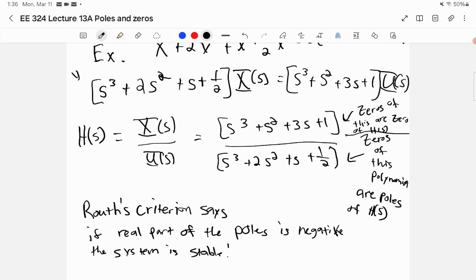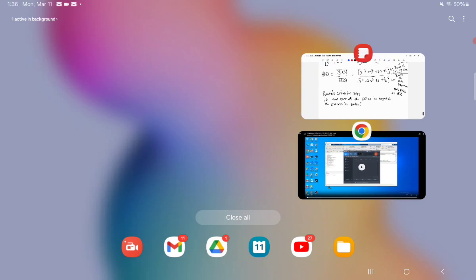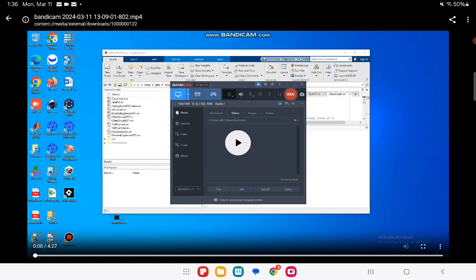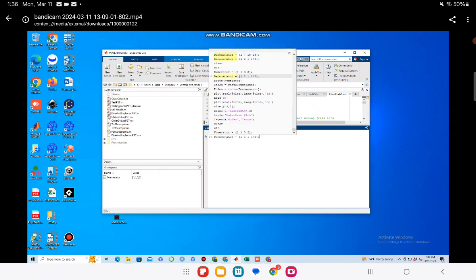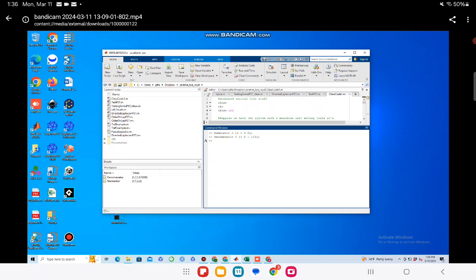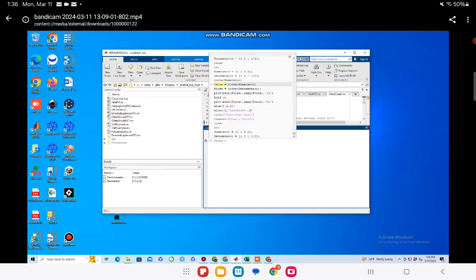So what I'm going to do is pull up a video that I pre-recorded, which shows how you can use MATLAB to find the poles and the zeros of this, and we're going to plot this in what's called the complex frequency plane. So basically, where s is complex, it's also called the S-plane. So the S-plane or the complex frequency plane.